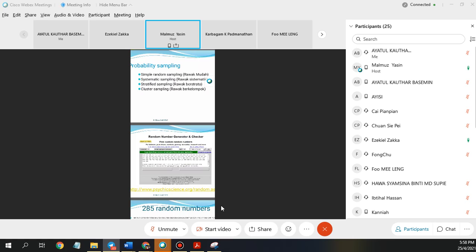So meaning that for cluster sampling, you number the schools from 1 to 90, and then you select one number each time, and once a number is selected, you include all the TESOL teachers in that school.